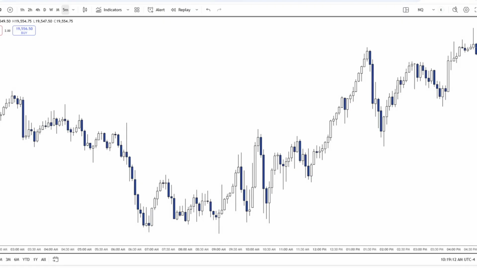Let's get straight into it. Now, this is going to be very simple. I'm going to explain this strategy to you literally in 4 steps. So I want you to stick around for all 4 steps because the 4th one is actually where I'm going to show you the exact trade entry.